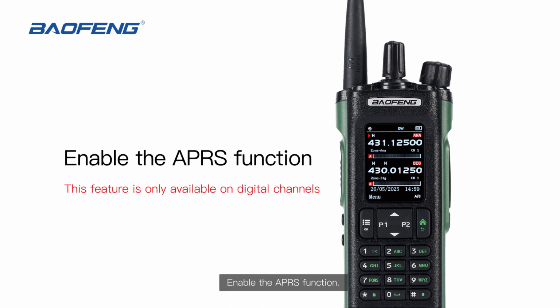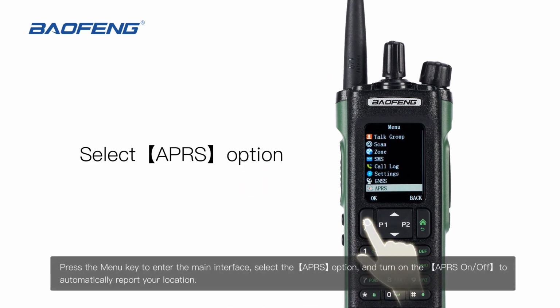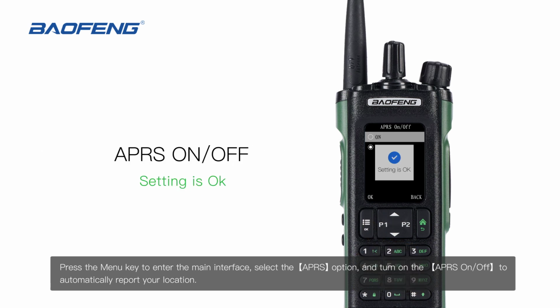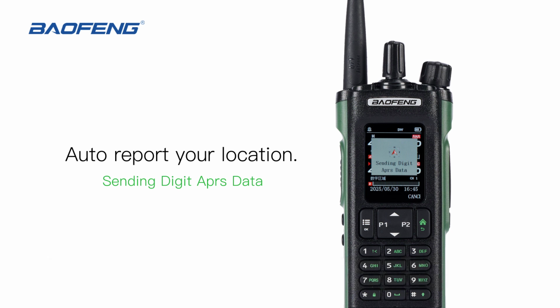Enable the APRS function. Press the menu key to enter the main interface. Select the APRS option and turn on the APRS switch to automatically report your location.